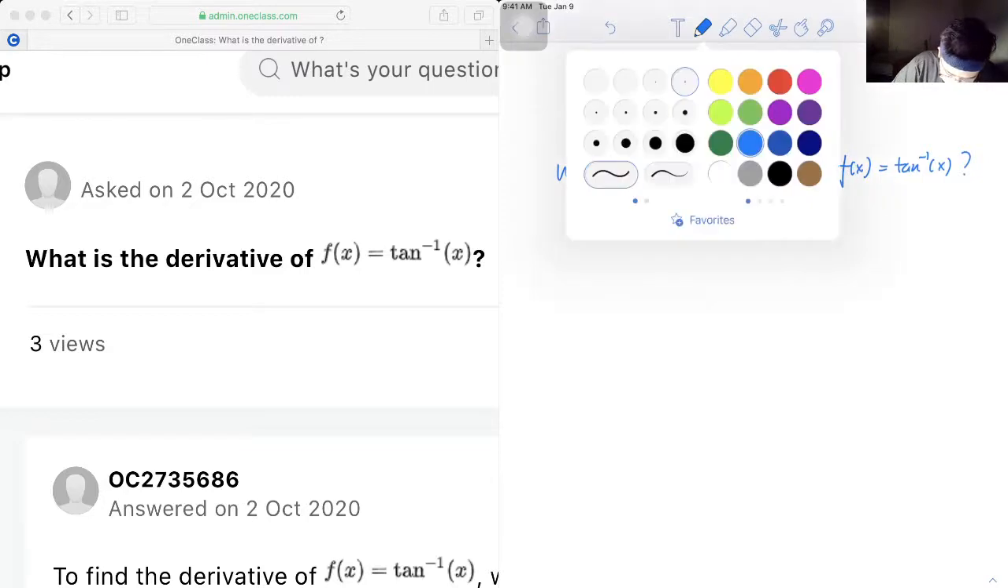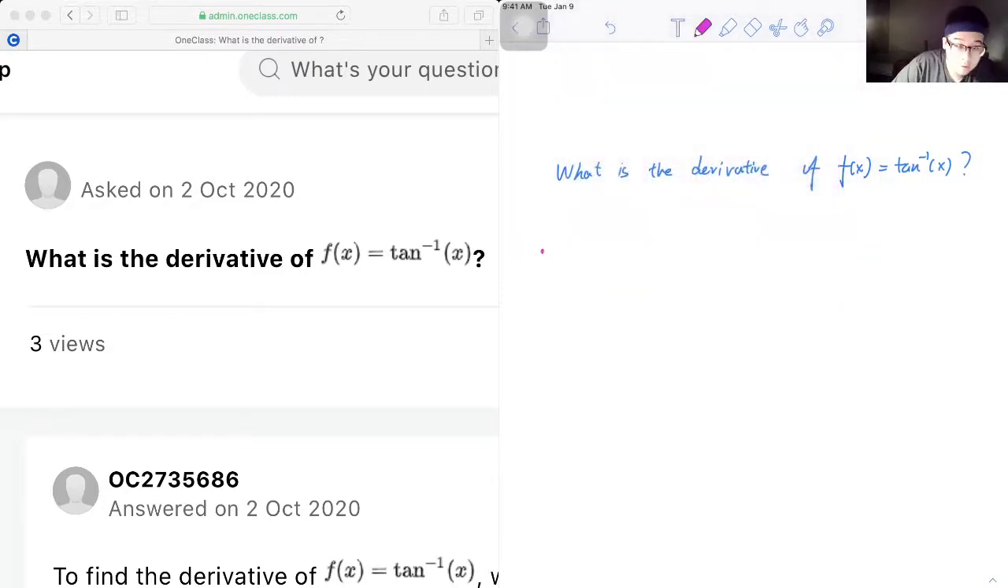First, to find the derivative of f(x), we will have to set the function equal to y. So y is equal to f(x) is equal to tangent x inverse. Since arctan is the inverse of the tangent, we can express the above equation as x is equal to tangent y.